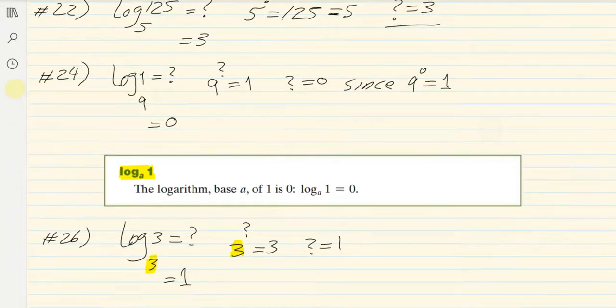Let's move on to the next one. Number 26. In number 26, we're doing log base 3 of 3. Now here we have two 3s, so I've highlighted one of them. I guess I could have used my pen to use a different color for that.